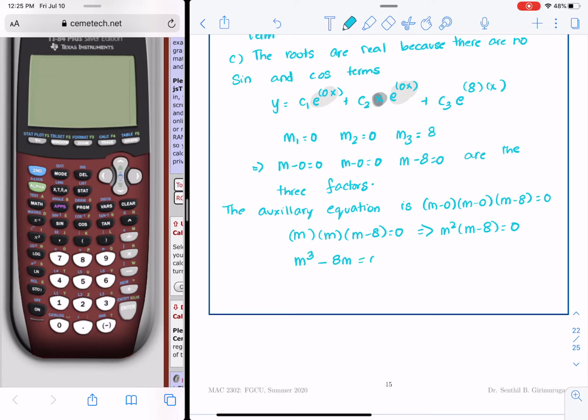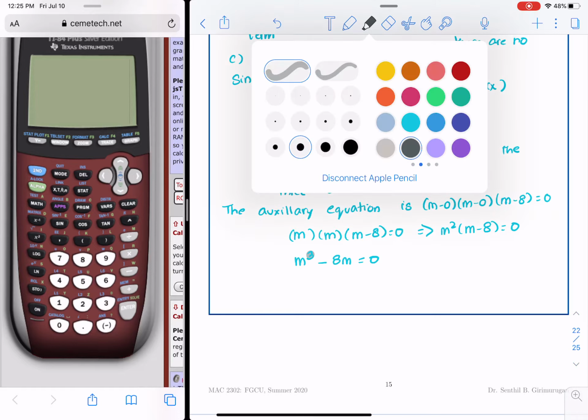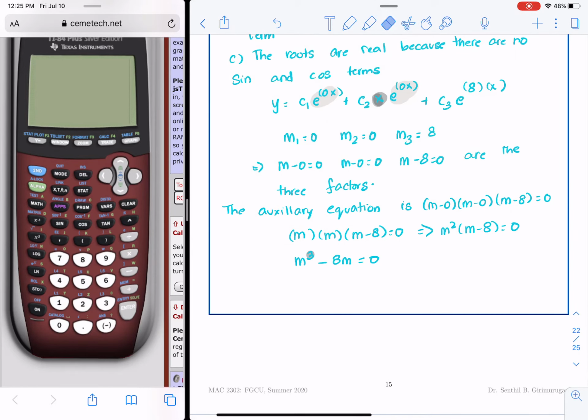8m equals 0. So I have a third degree, and the next one that I see is a power of 1, so that would be of degree 1. So the differential equation has to be the third derivative minus 8 times the first derivative.